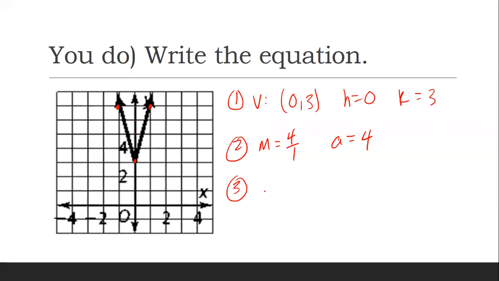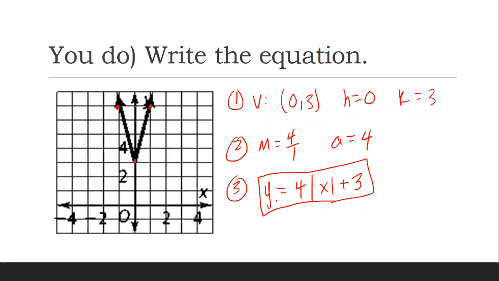Now you have everything you need to write your equation. So y equals 4 absolute value of x plus 3. And why did I just write x? Exactly, because h is 0. So all I needed to do was write the x. Ta-da! That's it.